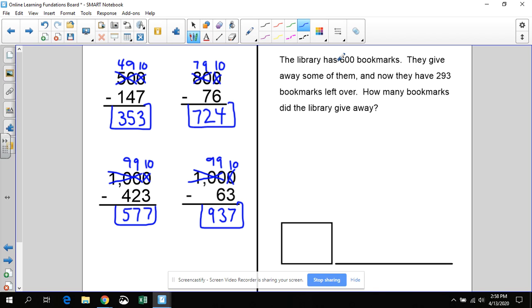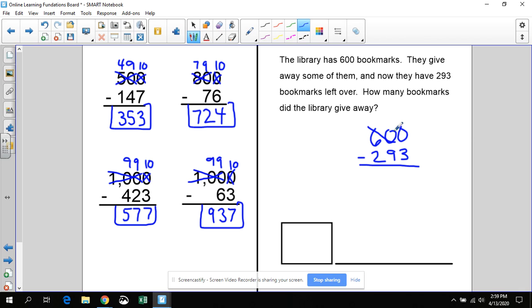Now you're also going to have some word problems. No matter how they're written, you're going to end up writing a subtraction problem, but it's still good to think about them. And I definitely want you writing them vertically with one number on top of the other. The library has 600 bookmarks, so I'm going to write 600. They give away some of them, and now there are 293 bookmarks left over. How many bookmarks did the library give away? So 600 minus blank equals 293. I know I can switch that around to 600 minus 293 equals blank.